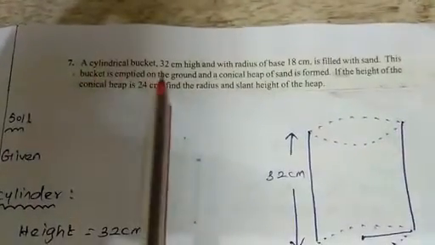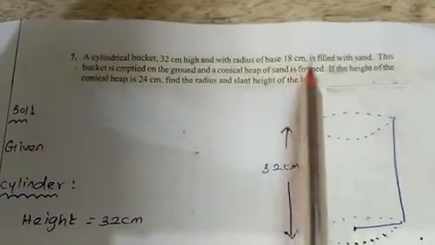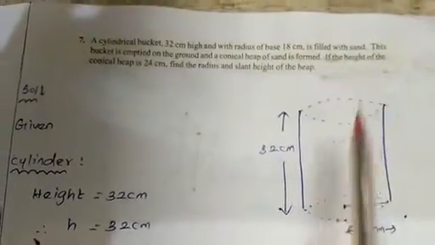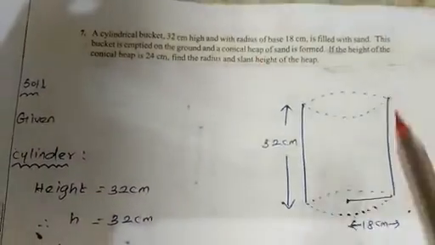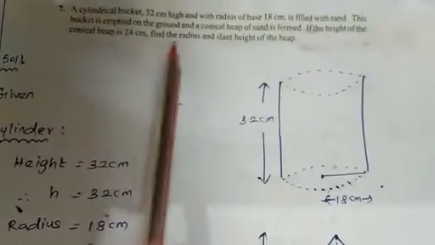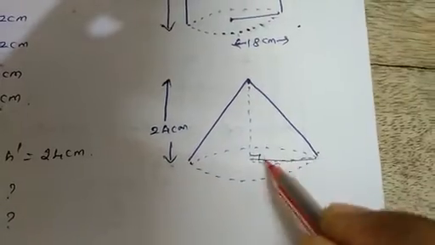Similarly, next problem. A cylindrical bucket of height 32 cm and base radius 18 cm is filled with sand, that is the volume. This bucket is emptied on the ground into a conical heap. So we are going to empty this bucket and form a cone. If the height of the conical heap is 24 centimeters, find the radius and the slant height of the heap. So the question is to find the radius, this length.